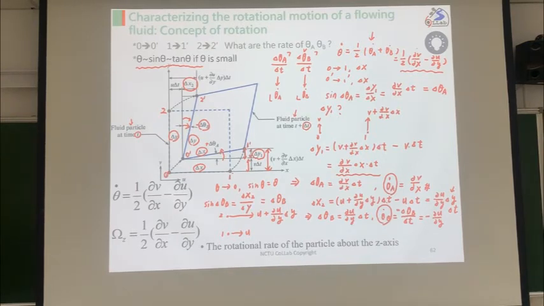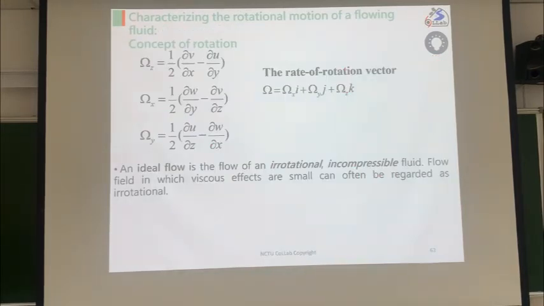The physical meaning here is the velocity v change with the x direction, minus the velocity u change with the y direction, and half of the answer is equal to the theta rate. This is the rotation angle rate, with the rotation axis along the z direction for this example. In real cases, we can have different rotation angles, so we have different formulas. So on the next slide, we summarize.